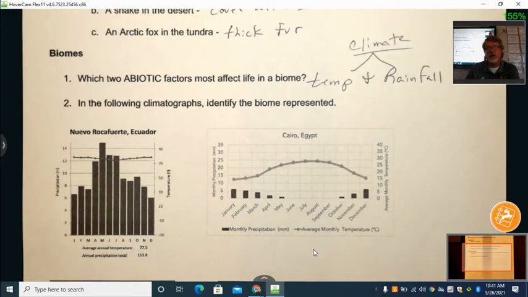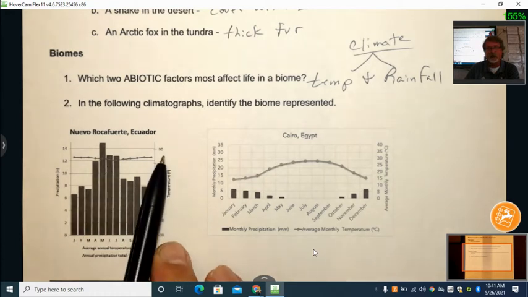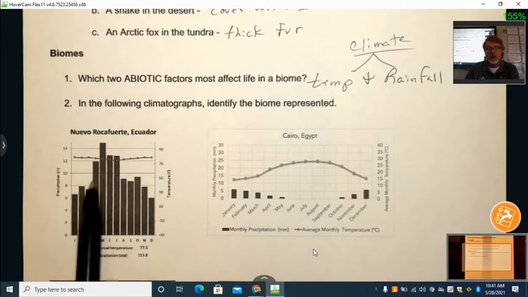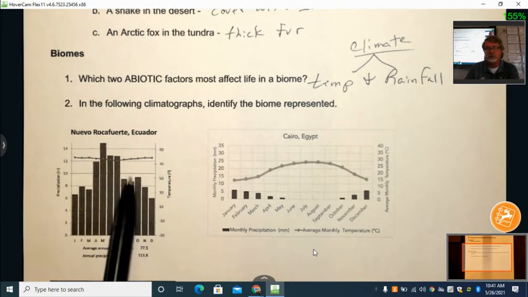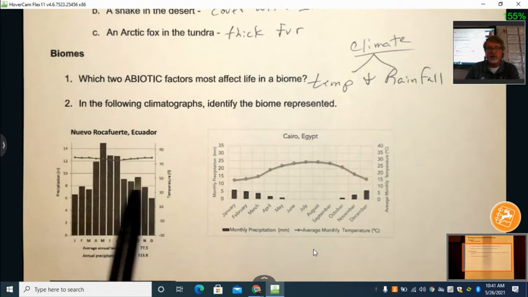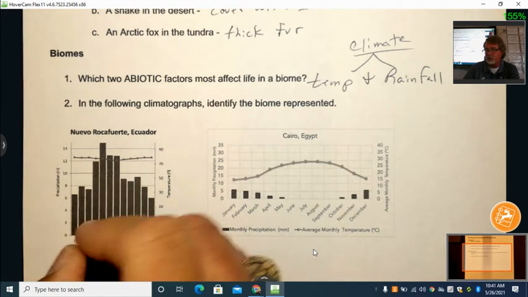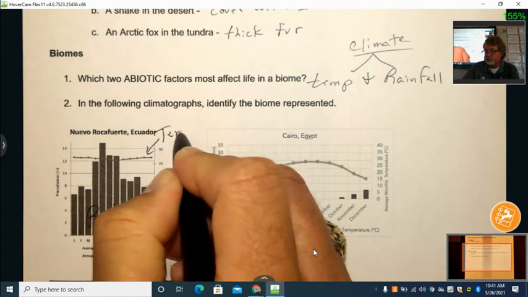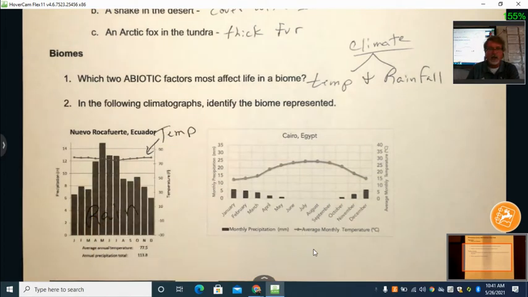What are the two climatographs? Identify each biome represented. So right here we see that this is a higher temperature, and that temperature stays even, so that's a clue right there that it's tropical. And then we see we got a lot of rainfall. We got a little bit of a season, though. We have a rainy season and a little bit less rainy season. So the bars are the rain, and the line is the temp. Okay? All right. So for this, I'm going to say tropical rainforest.